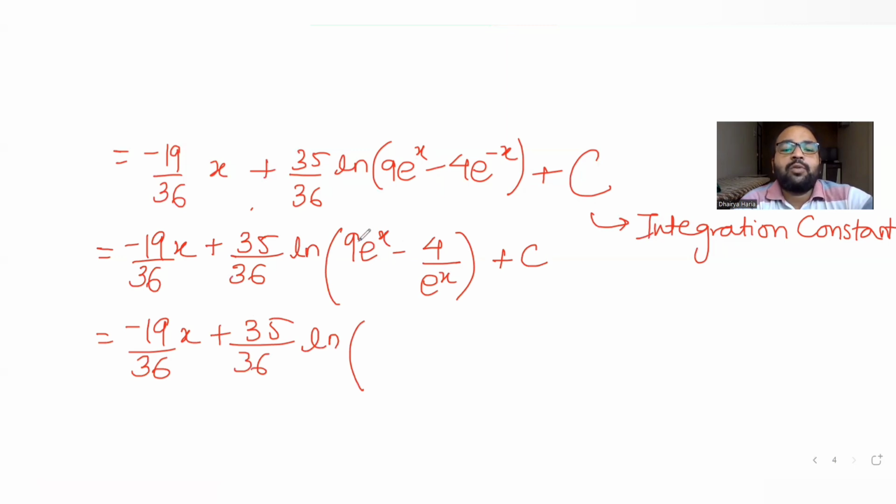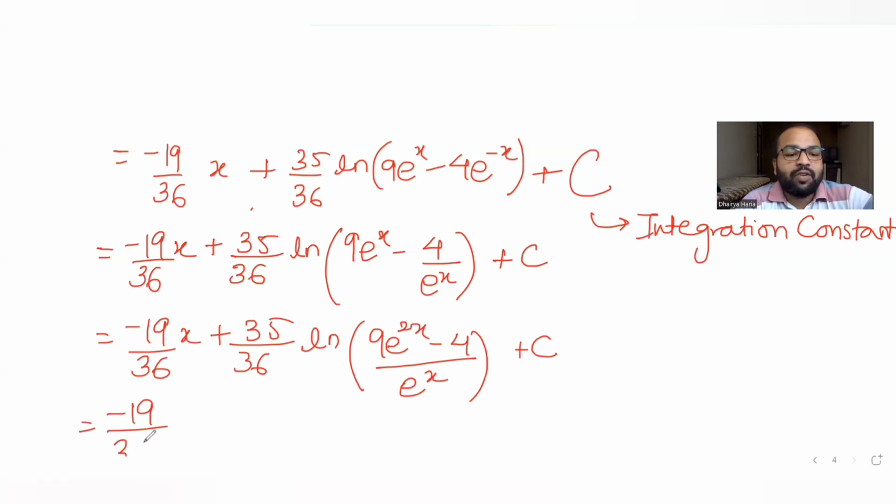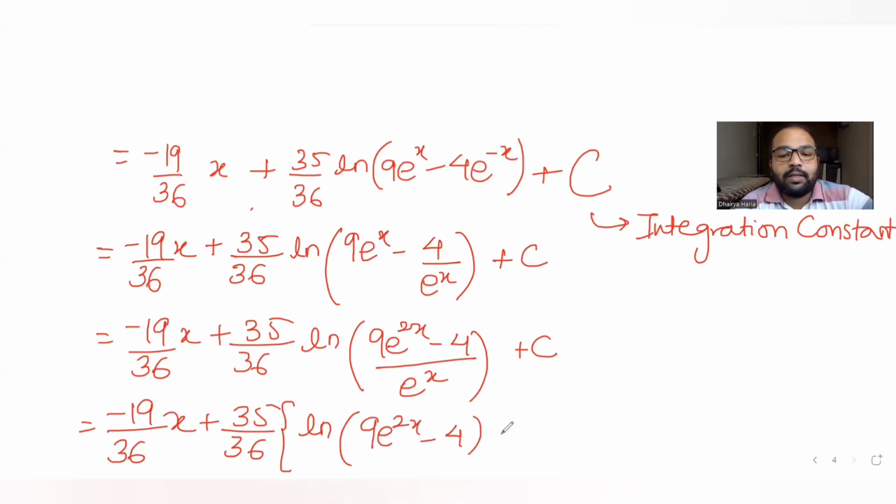So if I multiply e raised to x with this to cross multiply the fractions, it becomes 9e^(2x) minus 4 upon e^x, plus c. So now we can apply the idea which we know: log of a by b, I can write it as log of a minus log of b, plus c.